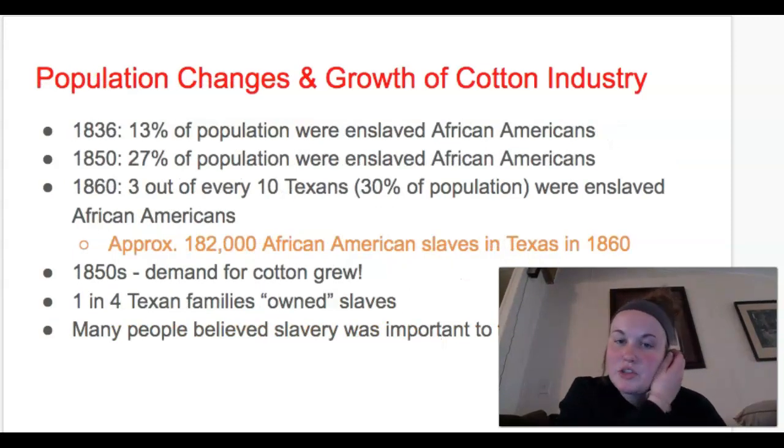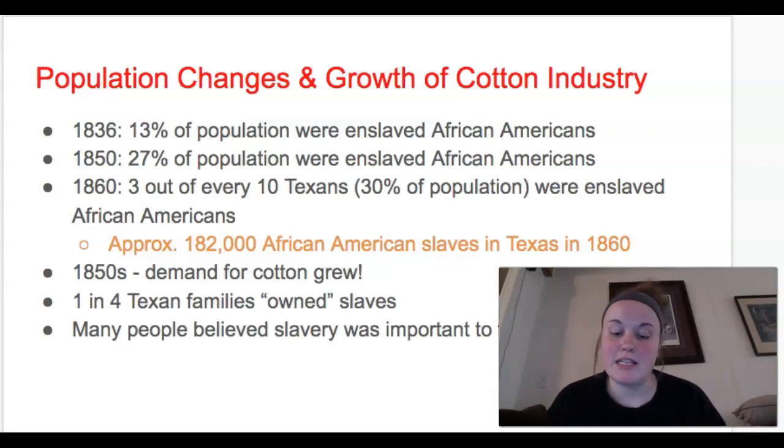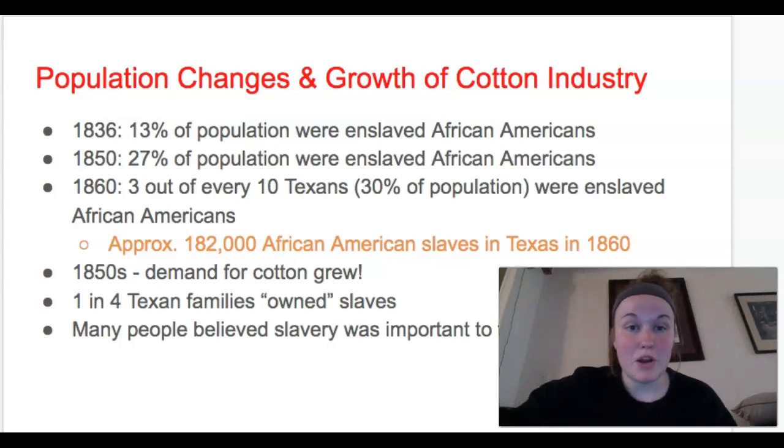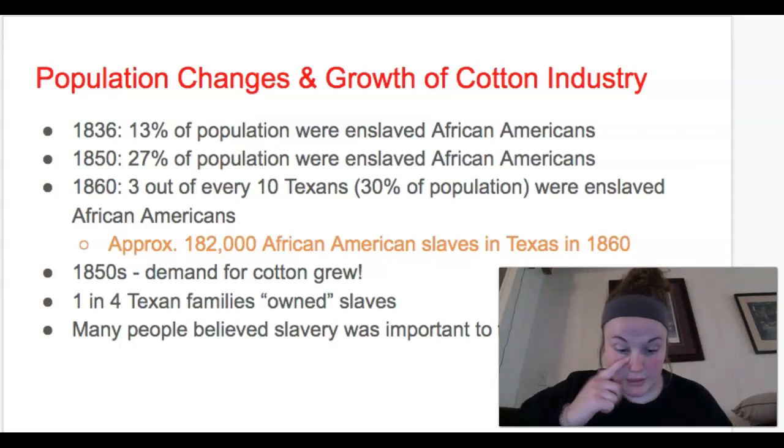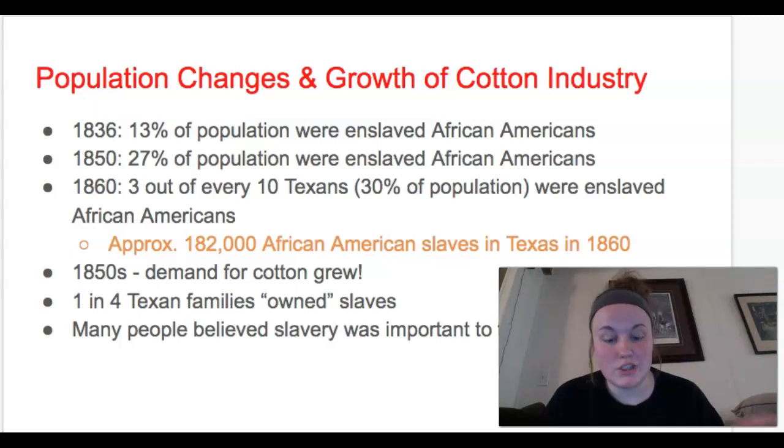Now we're going to be looking at population changes and growth of the cotton industry. So, by 1860, 3 out of every 10 Texans were enslaved African Americans. There were more than 182,000 African American slaves in the state. The data that I put on the PowerPoint shows how the population distribution changed between 1836, where 13% of the population were enslaved African Americans, up to 1860, where 3 out of every 10 Texans, or 30% of the population, were enslaved African Americans.